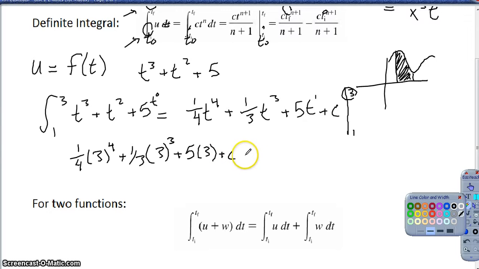And then I would take this and subtract from it the entire function. I'm going to throw some parentheses around it because I'm doing this whole function again, except this time when I plug in 1.